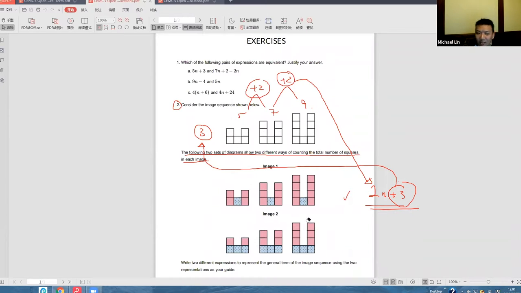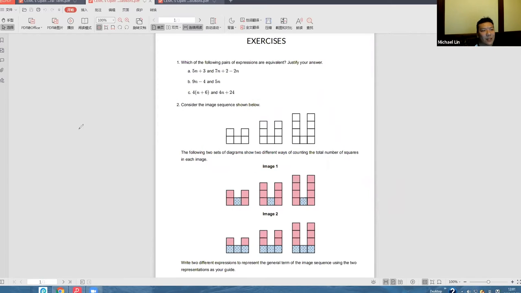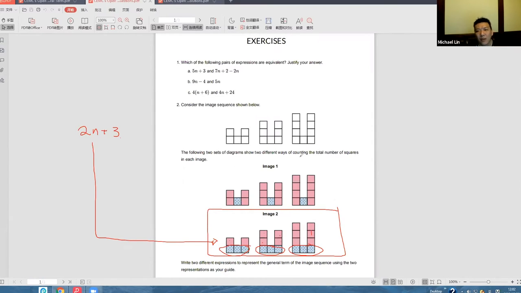And remember, they give you hints with these pictures. So we can say 2n plus 3 is in fact one of them. And that is actually this one, because we have 3 over here. It's a constant. And for the first one, we add 2 times n, and then 2 times 2, and then 2 times 3. So Kenneth gave me the equation for image number 2. Okay, who can tell me the equation for image number 1?